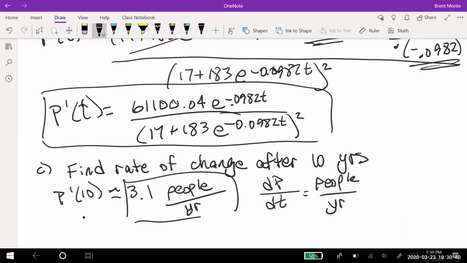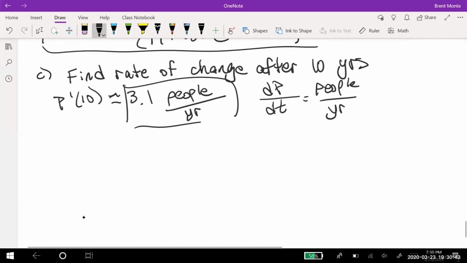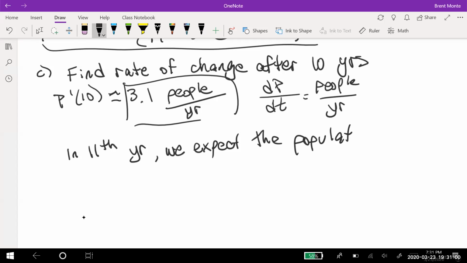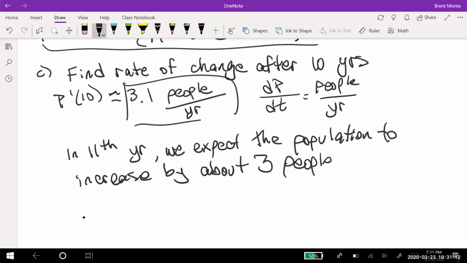So after 10 years, in the 11th year, let's state that. In the 11th year, we expect the population to increase by about 3 people. Now here I'd round to the nearest whole number because again, we're talking about people. We're not looking at an average or anything. We're saying, well, what's going to happen next year? Yeah, we'll go up about 3 people.